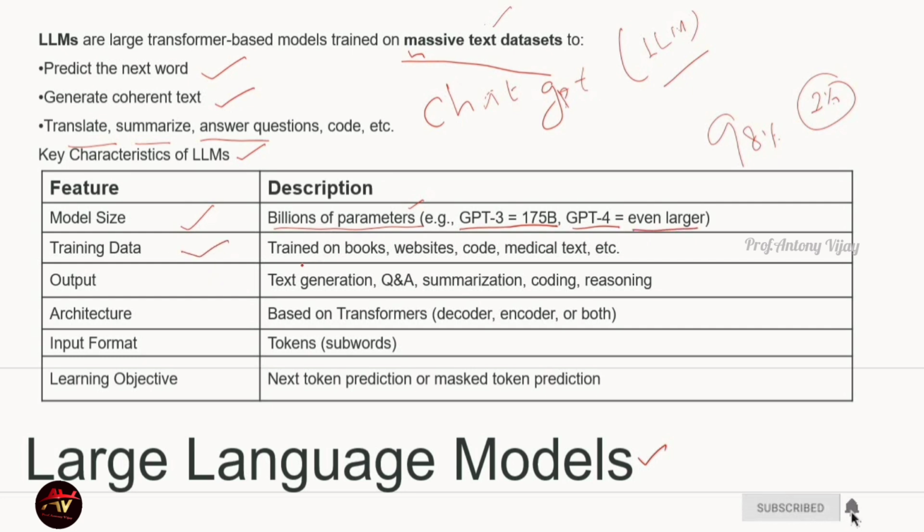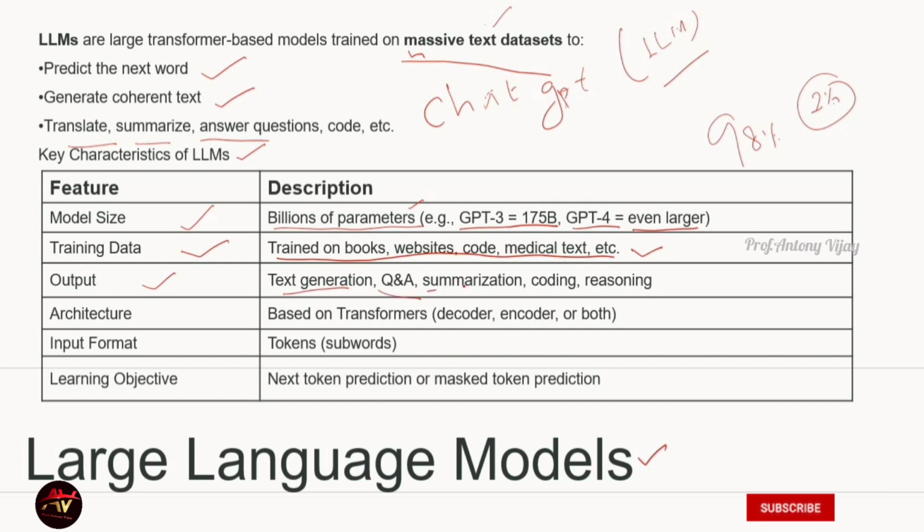So how does it answer questions? That is only because it is trained on books, websites, code, medical text. All these things are running behind it. Then only it is able to answer our questions. Okay, the next one is output. Text can be generated for our questions, question and answers, whatever questions you ask, we will get some answers.